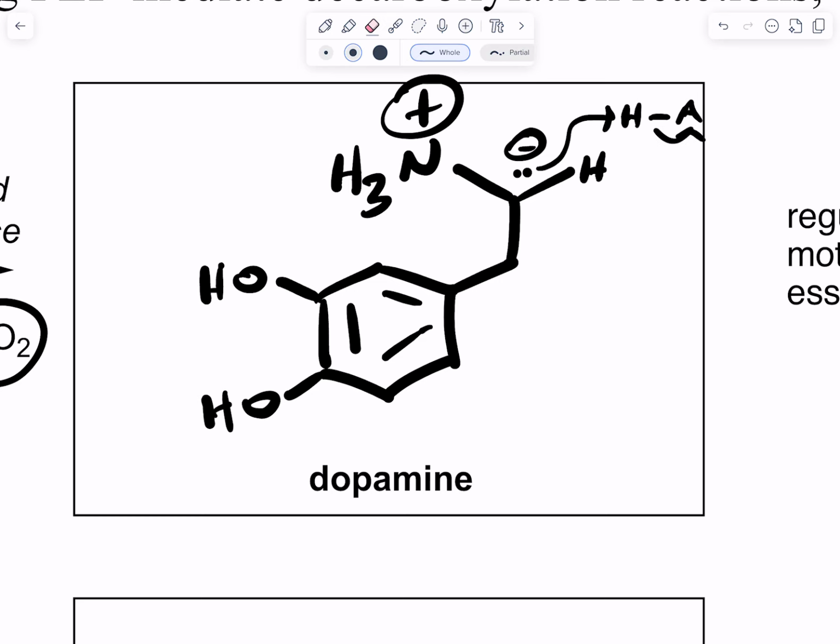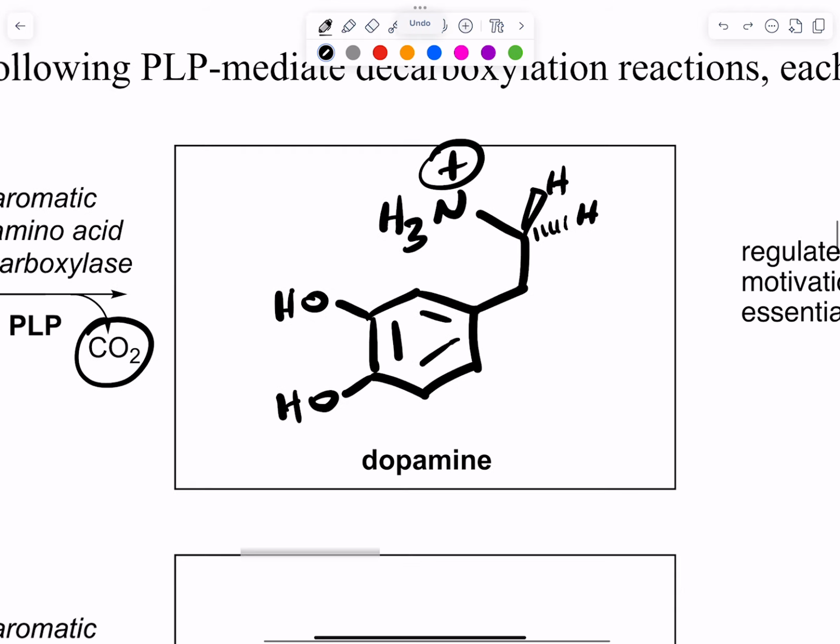Right, you could use a wedge or a dash, but this is no longer a stereo center, so it's not necessary. The fact that this is a carbon attached to 4 different things tells you that it's tetrahedral. If you wanted to use dashes and wedges to indicate 3-dimensional structure, that's fine. They're not mandatory because it's not a stereo center. Also, because you can rotate freely about sigma bonds, it's fine if you draw the nitrogen over here.